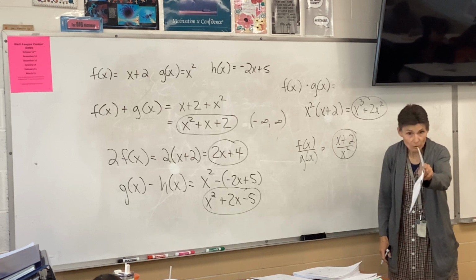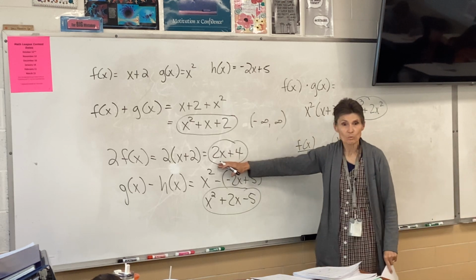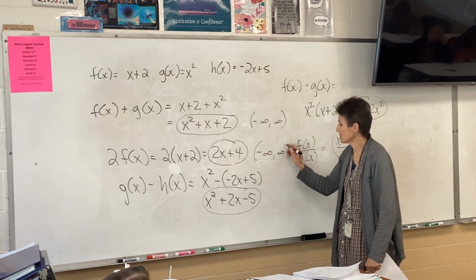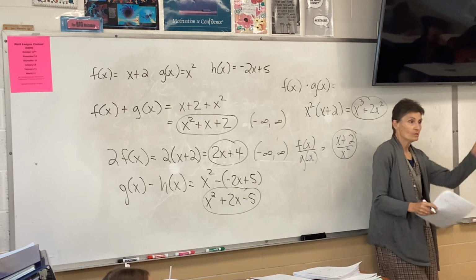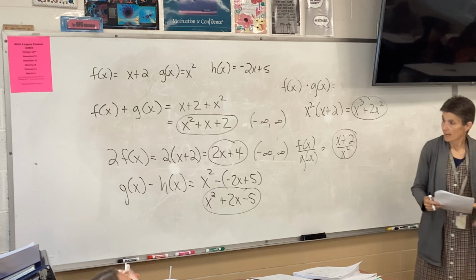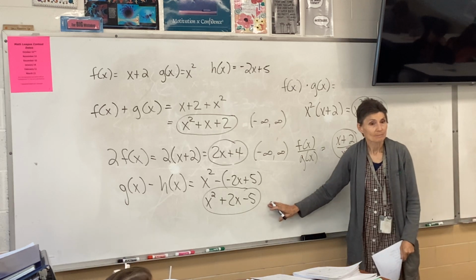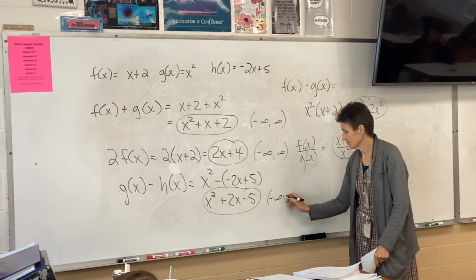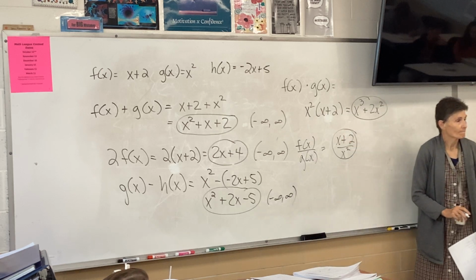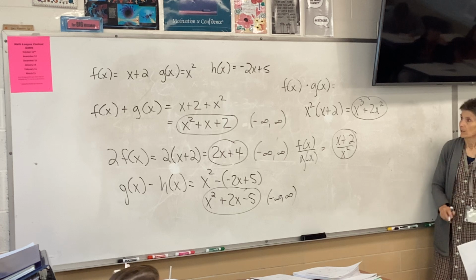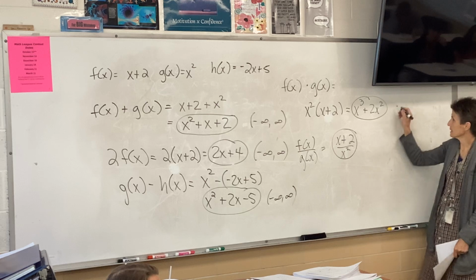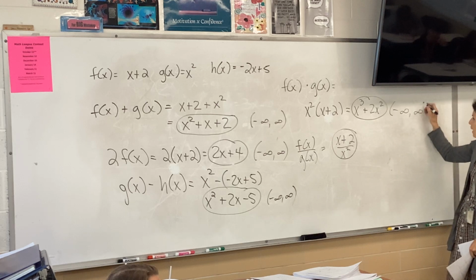All right, Kendall, you're on again. What about this one? All reals again, because answer B has no radical, no denominator. We're good. How about C? All reals again. Cool, how about D? All real numbers again. Wow, it's getting boring.